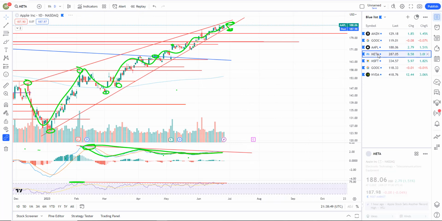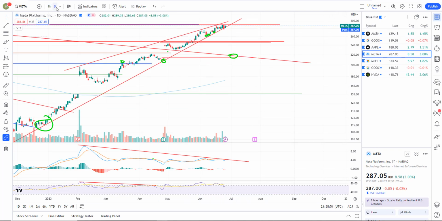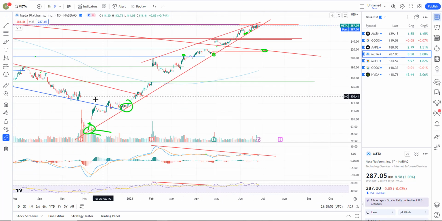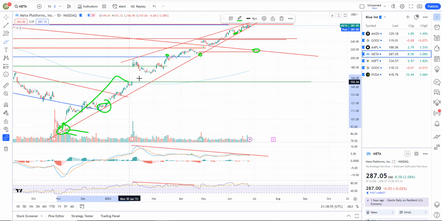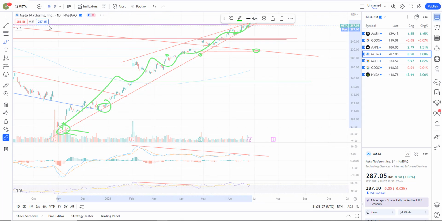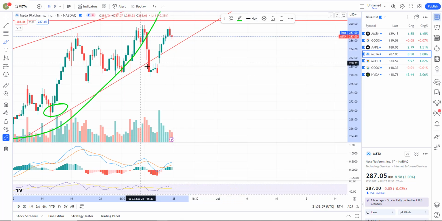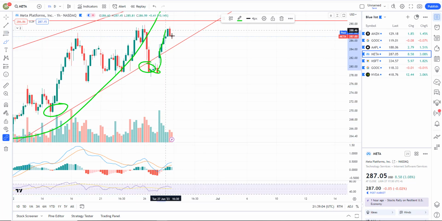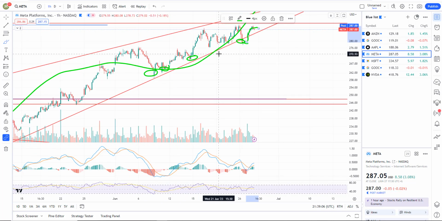So that's that one. Meta, if you look at the daily, this still is within this bearish rising wedge. Yesterday, if I go down to the hourly, we started to break. We broke right here. And today they gapped it up and closed it back within the wedge. So kind of a false breakdown. I think we're pretty much ready to actually break down.